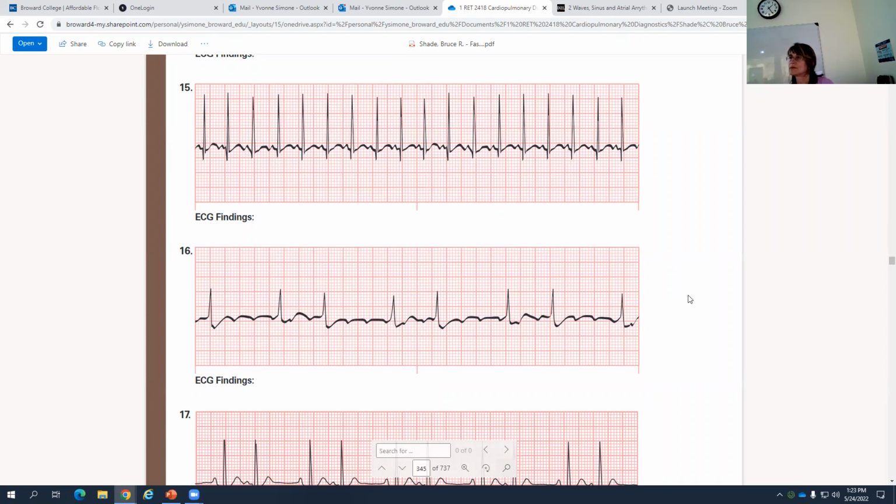I think the biggest difference is flutter will be regular, then fibrillation is going to be an irregular rhythm. For the most part, yes. I know that the one that I just showed you is an exception because it's irregular and it's atrial flutter. But the difference is with atrial flutter, you can see P waves. Atrial fibrillation, you don't see P waves. So that's the big difference between the two.